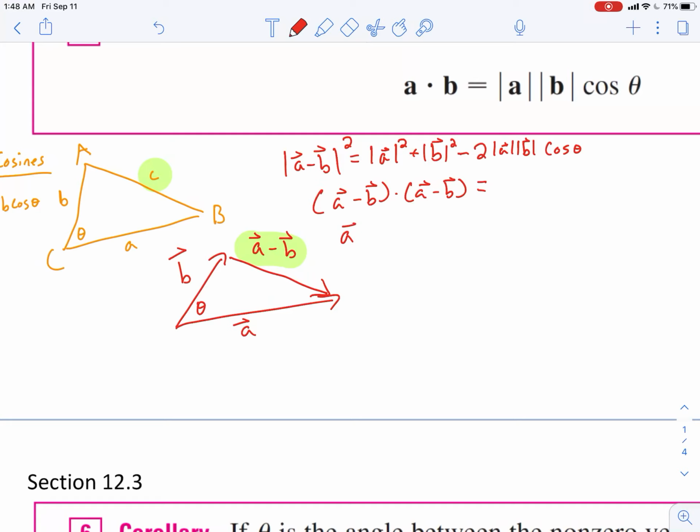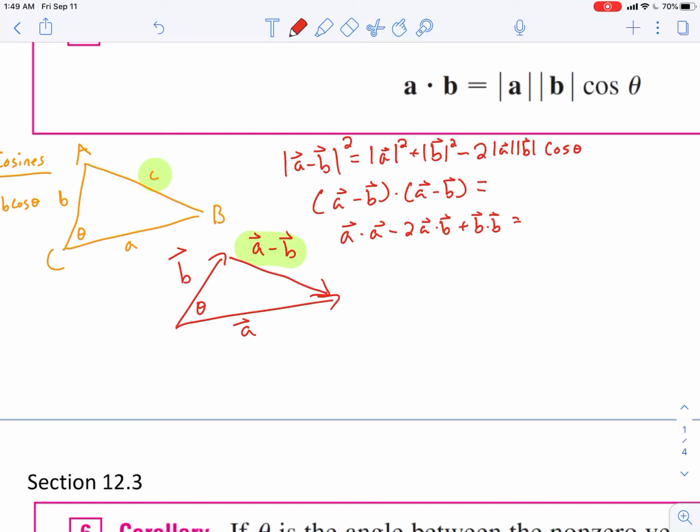vector a dot vector a. We'll have minus the dot product of vector a and vector b, but we'll have that twice, so it'll be minus 2 vector a dot vector b, and then plus, because there are two negatives, b dot b, equals all the stuff on the right side.